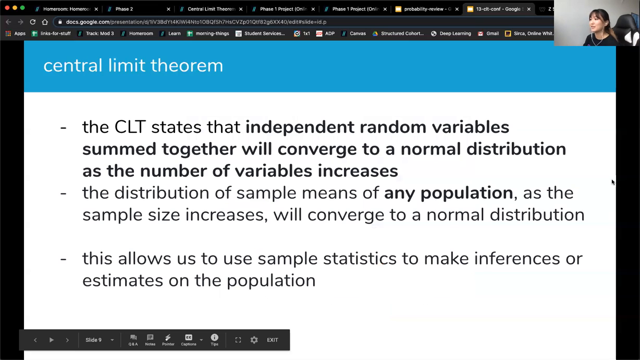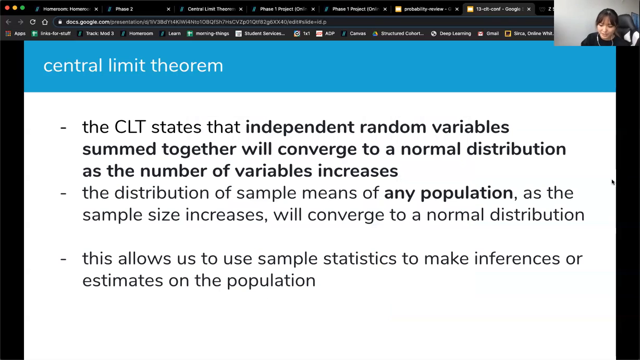All right, let's move on to the central limit theorem. The central limit theorem has a very important implication for us, but what's really important to note is what it is. Unfortunately, it's a common interview question, so I would say just find a definition of the central limit theorem that makes sense to you, and then remember it. The central limit theorem states that independent random variables summed together will converge to a normal distribution as the number of variables increases.